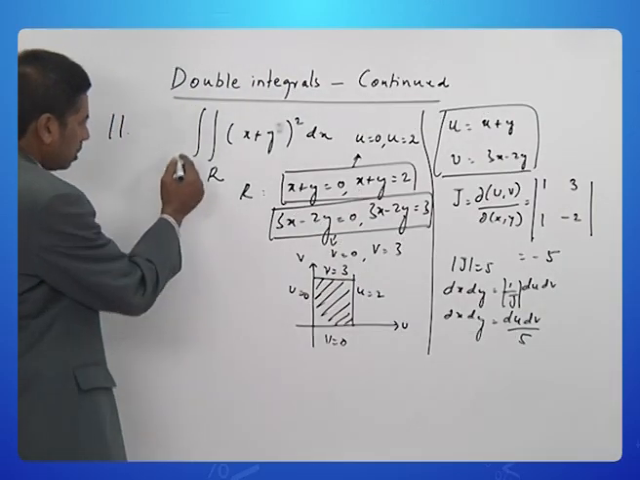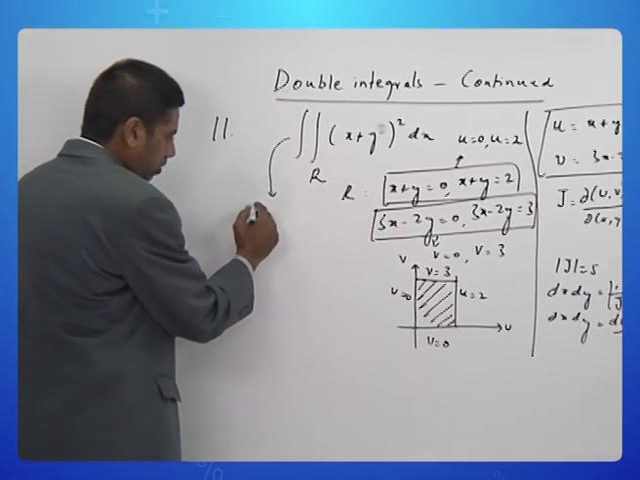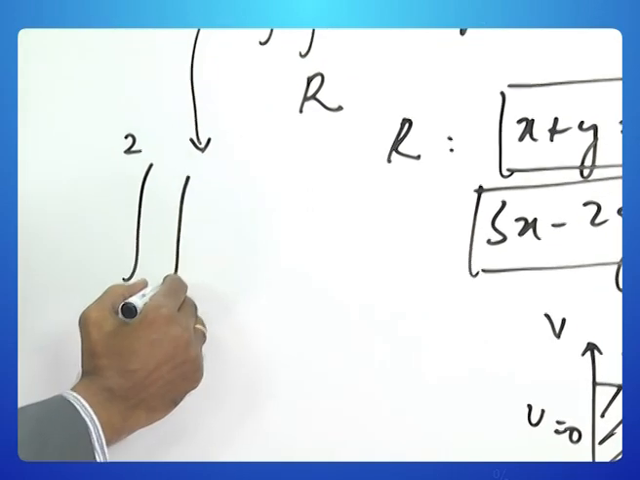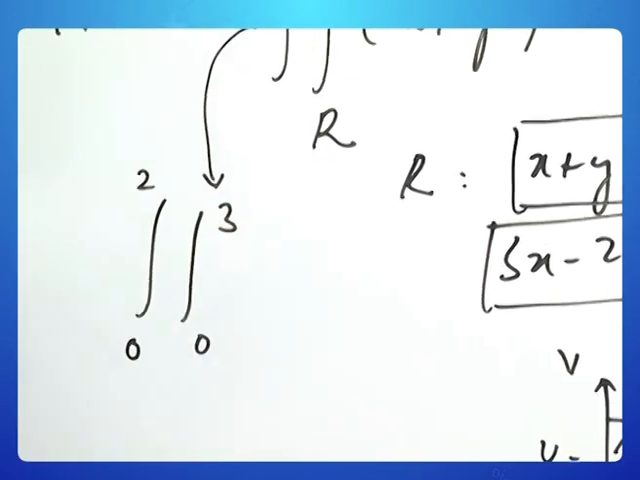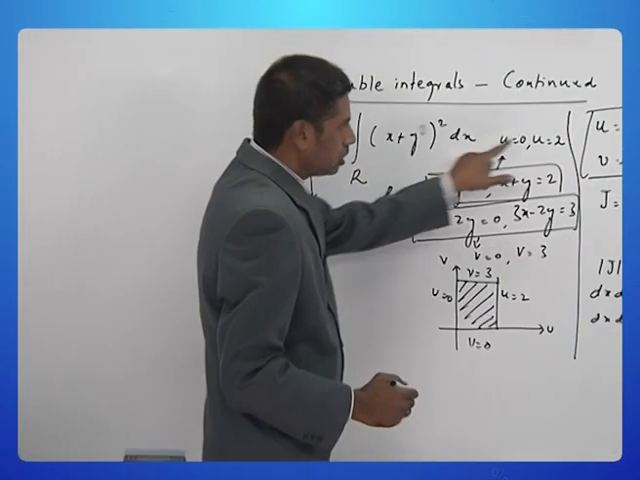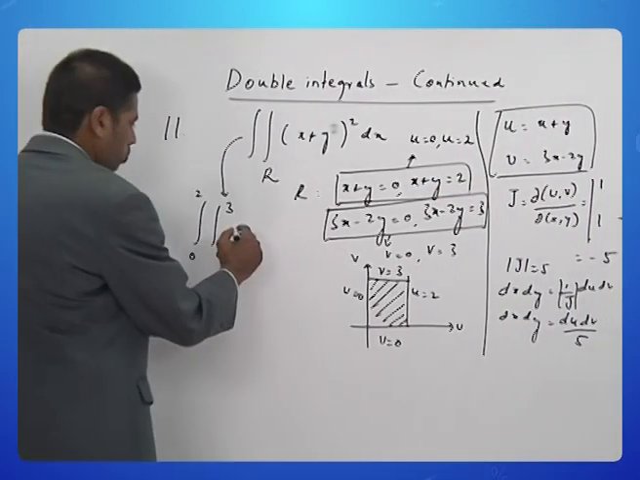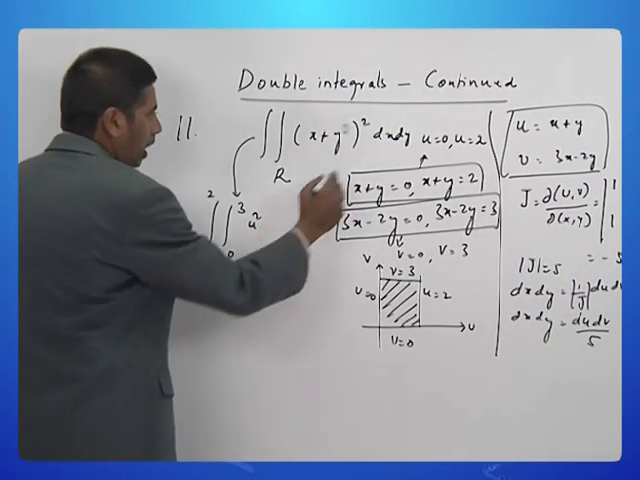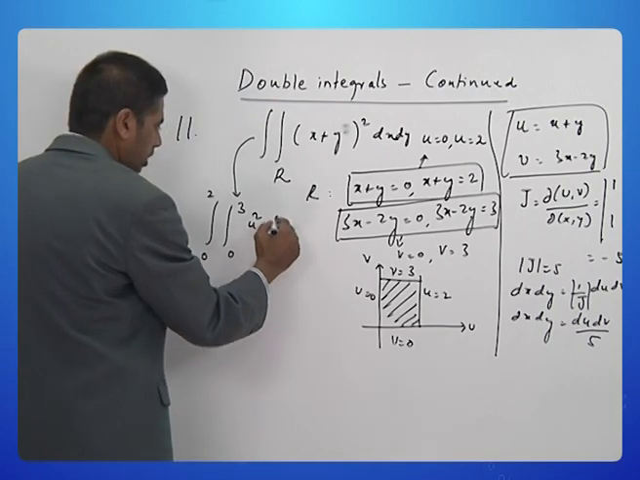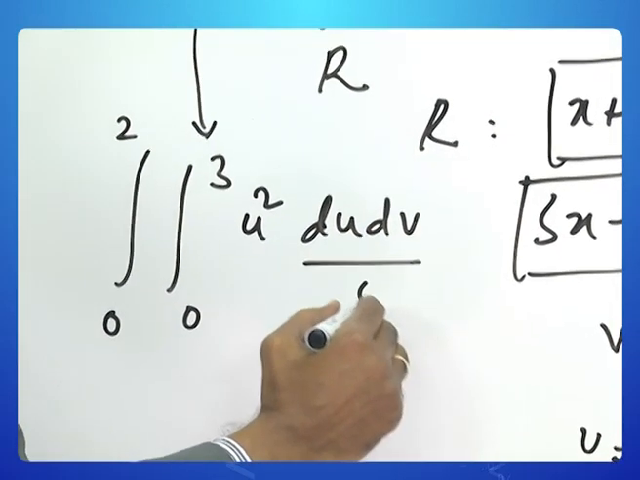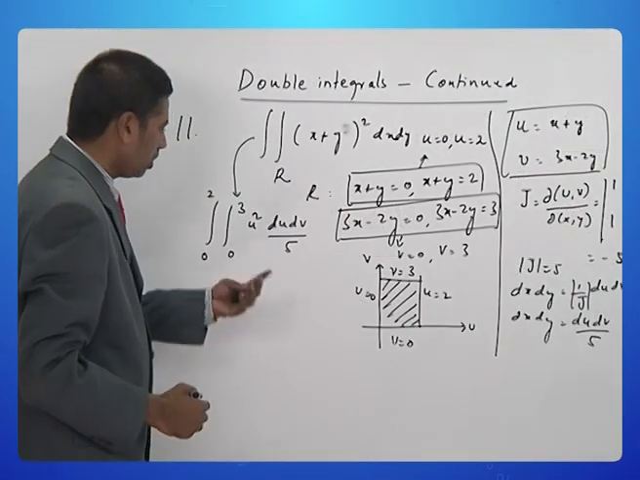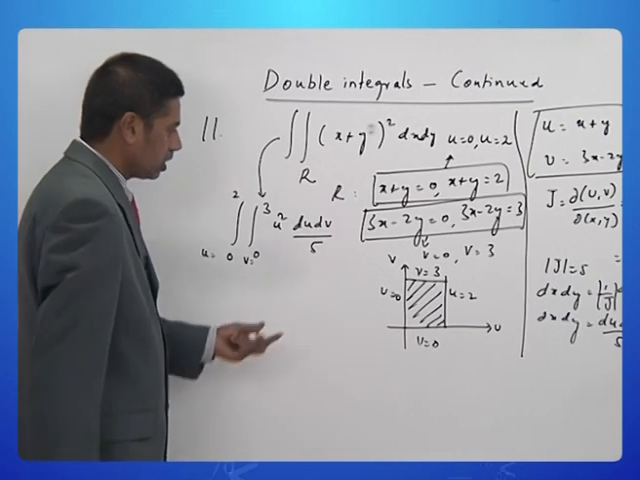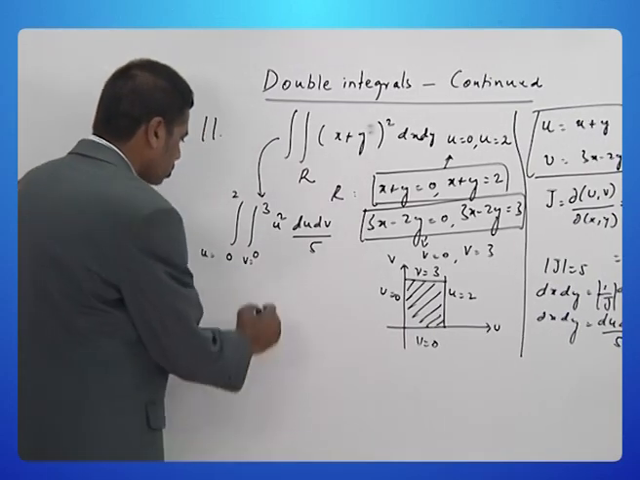So this double integral will now become integral 0 to 2, integral 0 to 3, x plus y is already u, so we will have u squared, and dx dy transforms to du dv divided by 5. These are the limits for u, these are the limits for v. Integration is straightforward, so let us do this.